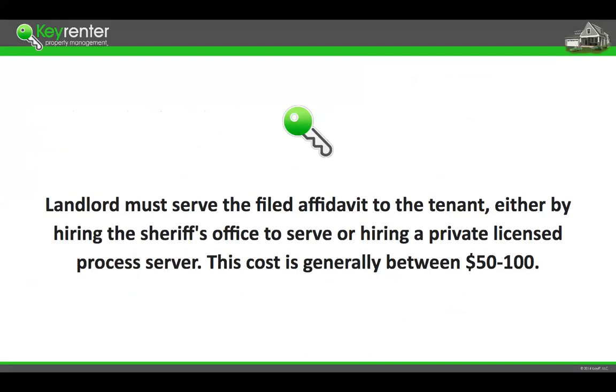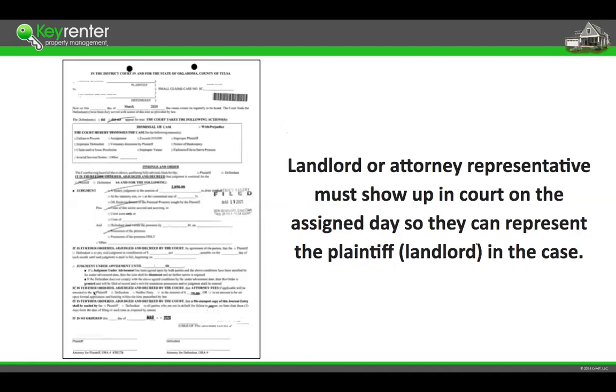The landlord must serve the filed affidavit to the tenant either by hiring the sheriff's office to do that or by hiring a private licensed process server. The cost is generally between $50 and $100. So you can go down from the courthouse and pay the money to the sheriff to have the sheriff serve the affidavit to the tenant, the summons to show up to court, or you can hire a private licensed process server. It's important that you hire somebody that is licensed because at some point there's going to be a request for an affidavit. Somebody's going to have to swear to the court that the affidavit and the summons was actually served, and it's important that that person be licensed. Otherwise, it's not valid.